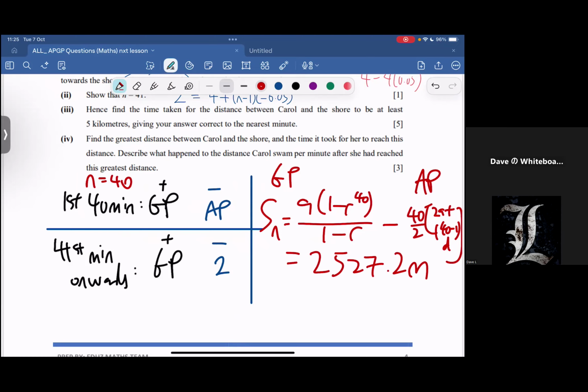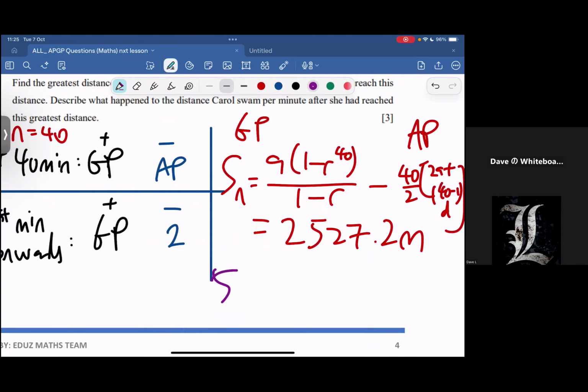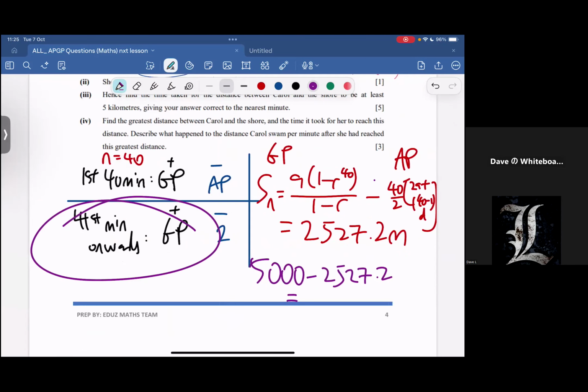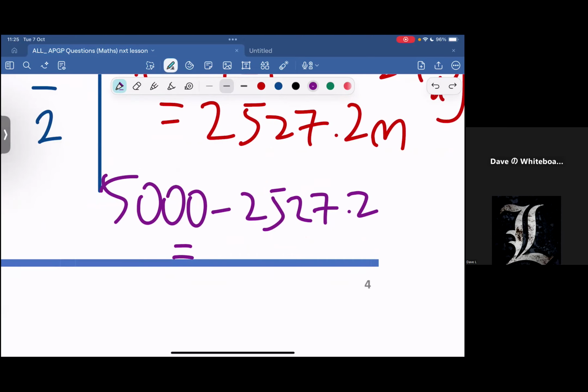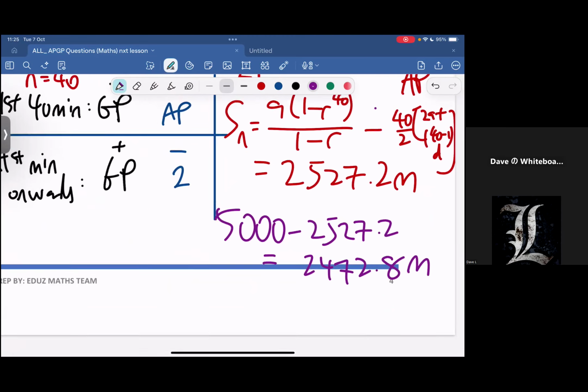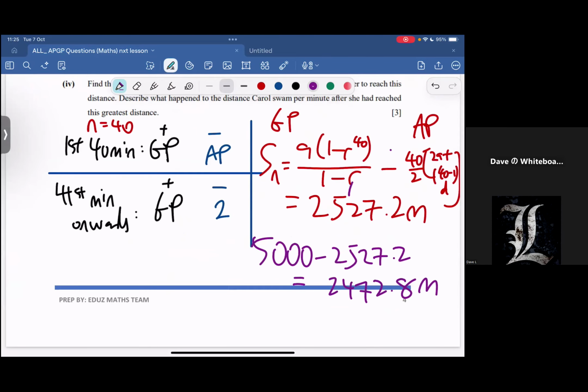But the question asks you for at least 5,000 meters. So what do we need to do from here? We need to cover 5,000 meters. I must minus away 2527.2 first, because I want to find out for the 41st minute onwards how much I am supposed to travel. So if I take 5,000 minus away 2527, I will get something like 2472.8 meters. So this 2472.8 meters is the entire distance from the 41st minute onwards.